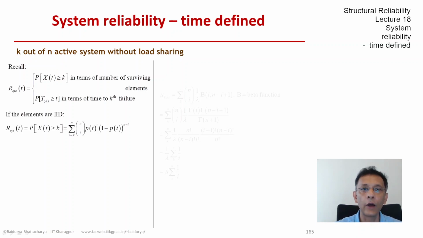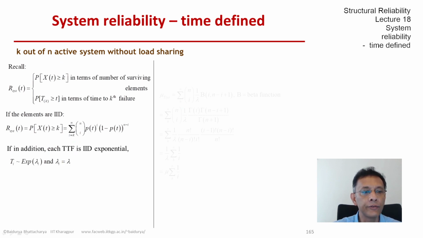Now if the elements are IID, which is what we assume for this part, we have a simple binomial representation of the system reliability, and you can clearly identify the binomial sum, the sum of the binomial PMFs, going from k to n. At least k elements must work.